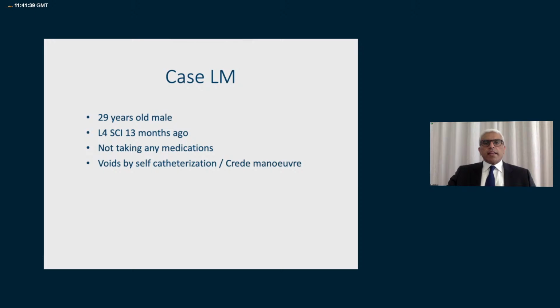What about another case? It is a 29-year-old male, and this time it's a subsacral spinal cord injury at the level of L4 for 13 months. The patient is not taking any medications, voids by self-catheterization and Credé maneuver.